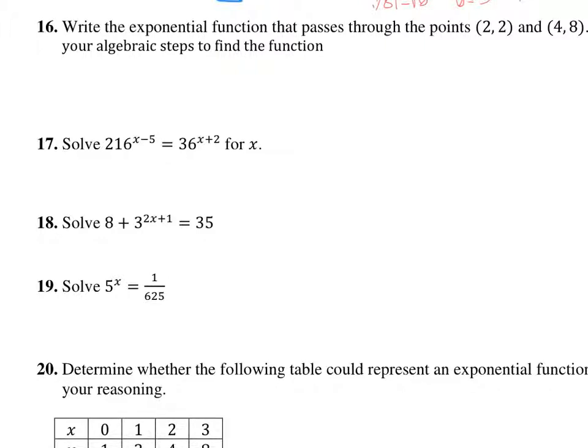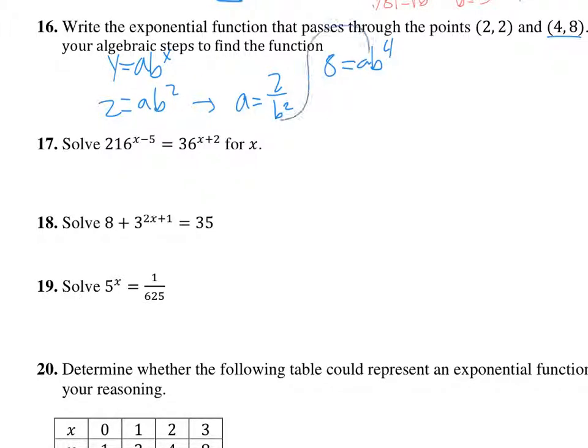Well, if we plug in 2, 2, we get y equals a b to the x. So we have 2 equals a b to the 2. All right, we could solve this for a, and that gives us a is 2 over b squared. Then we can plug in this other point here, and we know that y is 8 when x is 4.